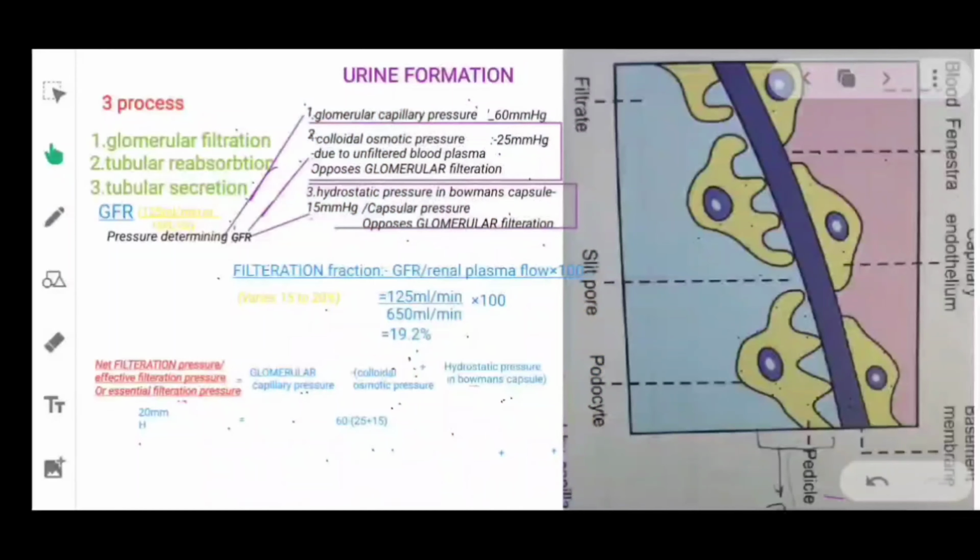Urine formation. It takes place with three processes. First process is glomerular filtration. Second process is glomerular tubular reabsorption. And third process is tubular secretion. So, in the first process, which is called glomerular filtration, what happens?